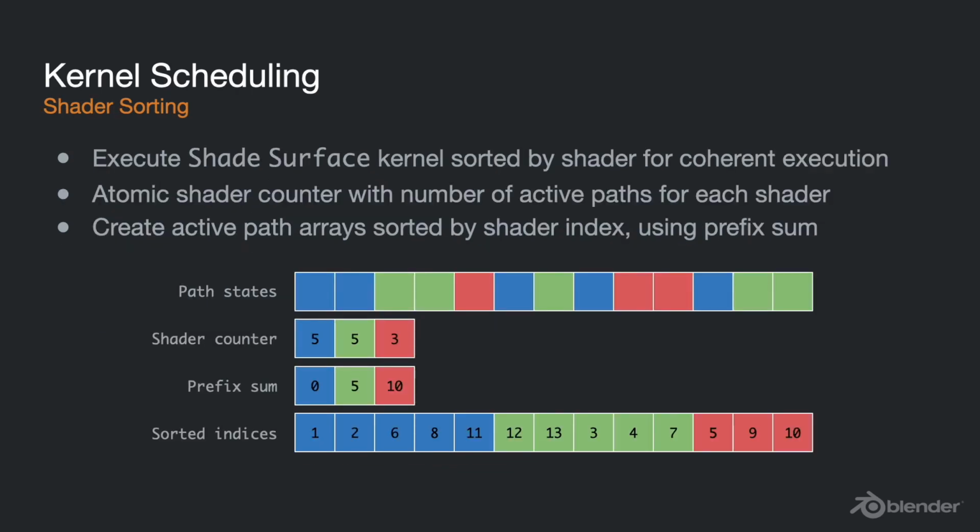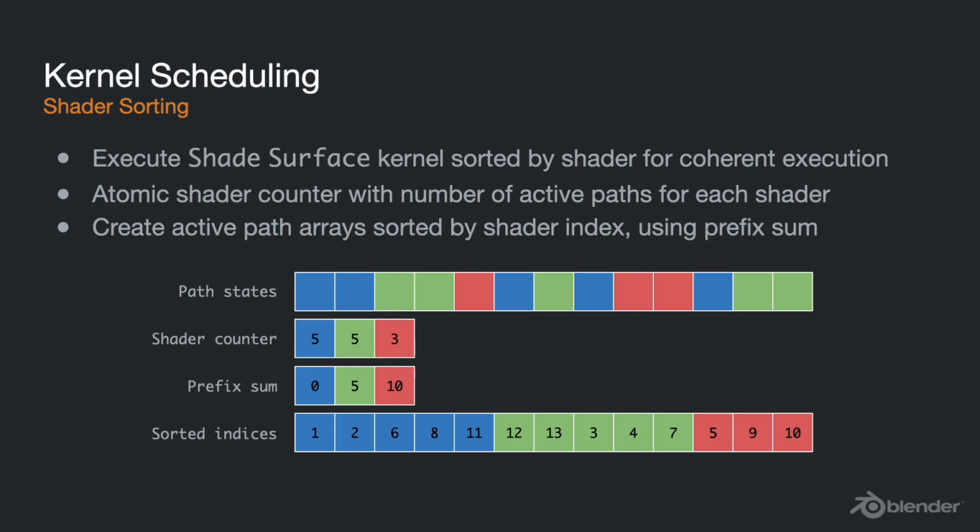Another part of this is that we do shader sorting. When you execute the shade surface kernel, it does a whole bunch of stuff. It evaluates shader nodes, it evaluates BSDFs, it samples BSDFs, and for different shaders, those operations can be quite different, and it helps a lot to sort the kernel execution by shader. The way we do this, we don't do a full sorting algorithm, we do a simple bucket sort type of thing.